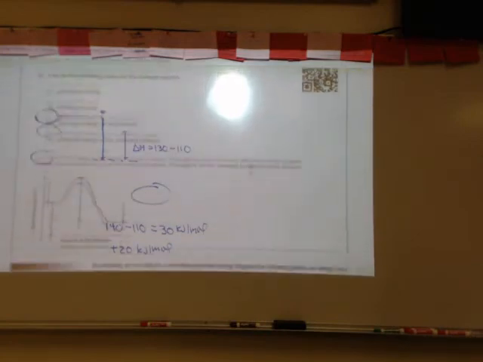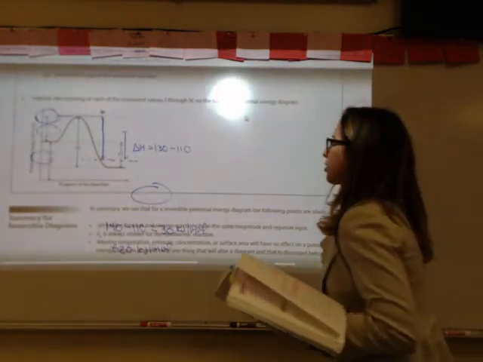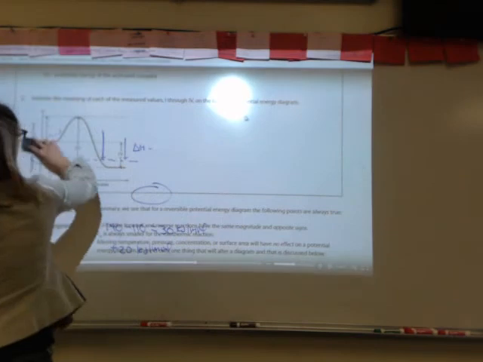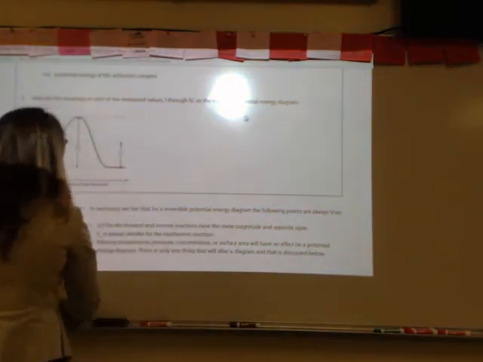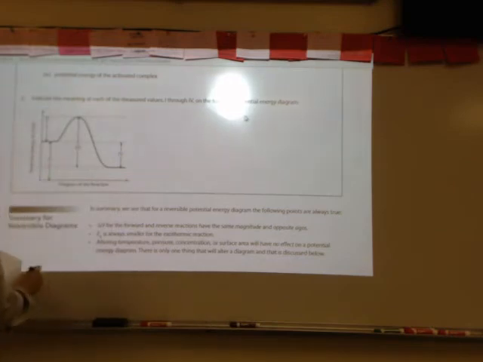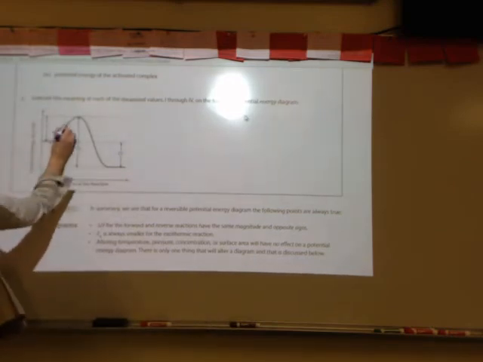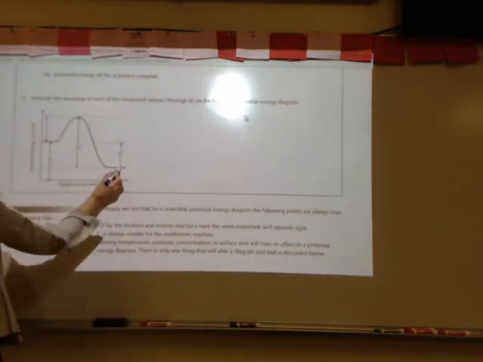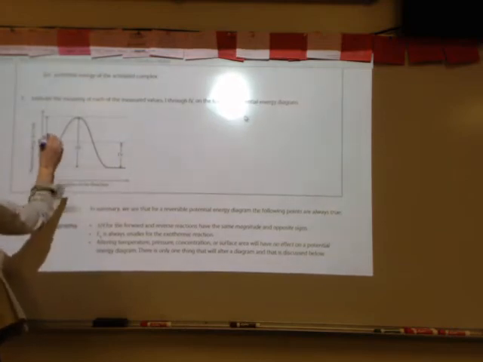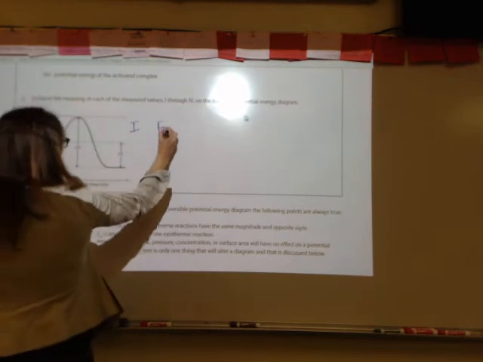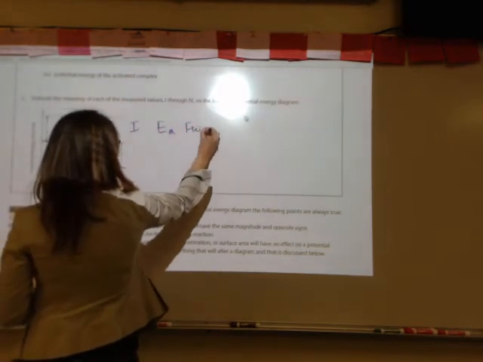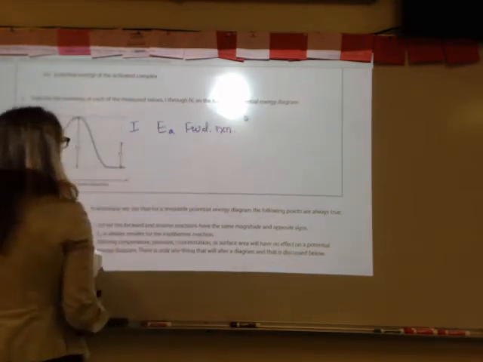Number 2. Indicate the meaning of each of the measured values, 1 through 4, on the following potential energy diagram. Okay, so this right here is the forward reaction. So between where the reactants are and the highest point of the graph, 1 is going to be the activation energy of the forward reaction.